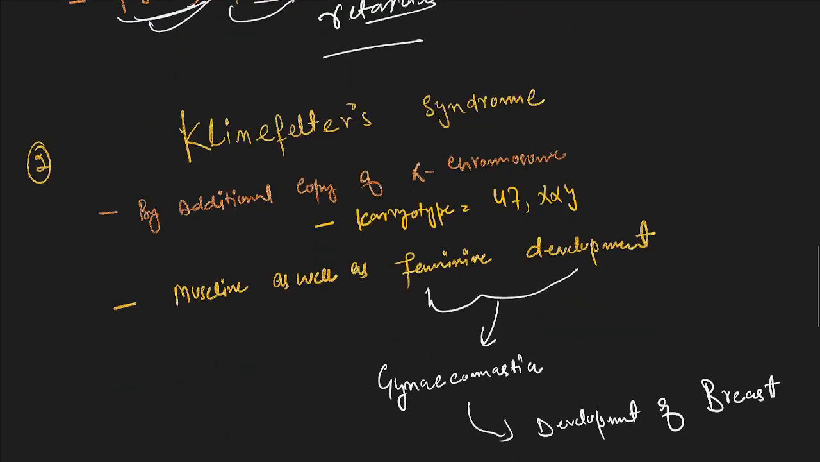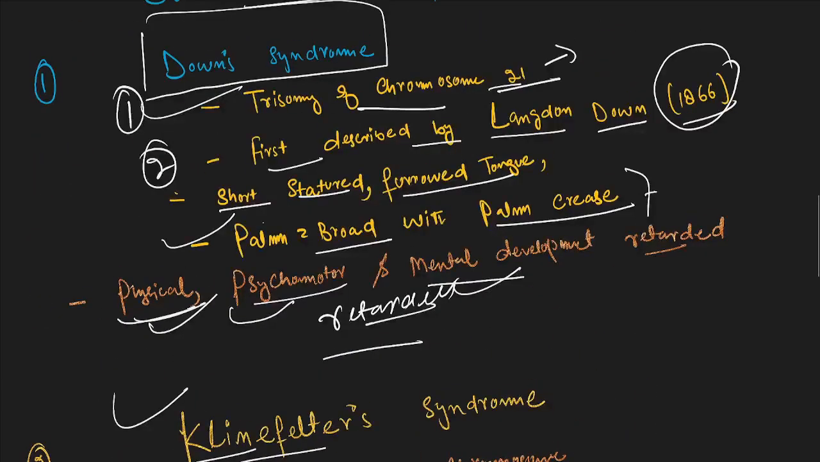And the second most important chromosomal disorder, I would say, mentioned in the NCERT book, is Klinefelter syndrome. What's Klinefelter syndrome? This is that syndrome which occurs by the additional copy of X chromosome. That means whenever there is an additional copy of X chromosome present in an organism, the syndrome resulted is called Klinefelter syndrome. Firstly, let's go back to Down syndrome.